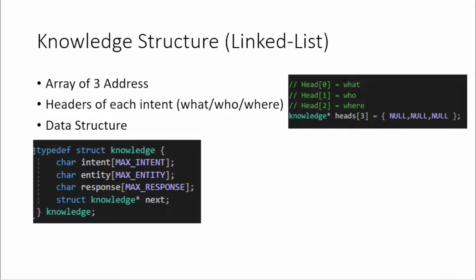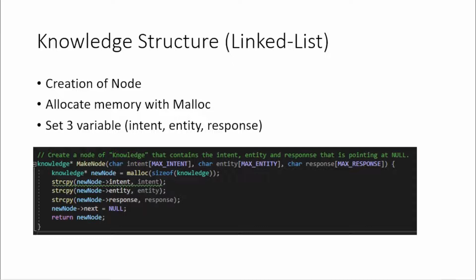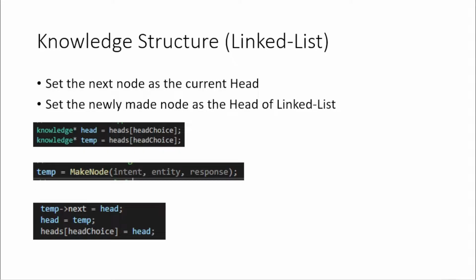As for the creation of a node for the linked list, the program will malloc a size of the structure in memory and copy over the content of each of the variables into the structure. The program will then set the next node of the newly created node to the current head of the list, and then set the newly created node as the head of the list.